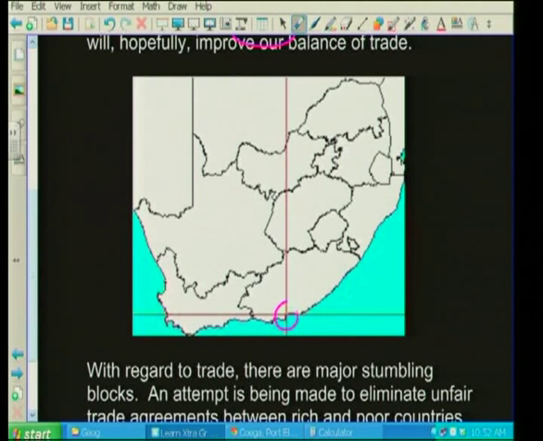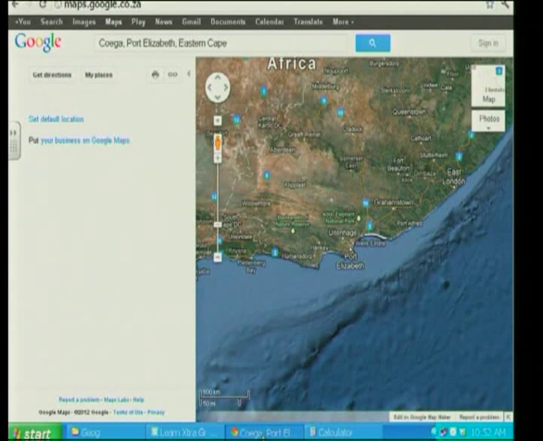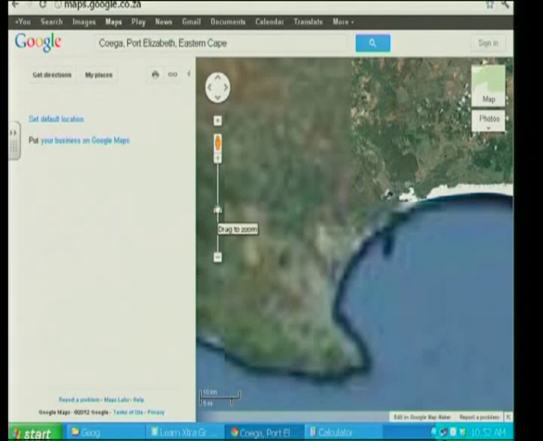Here's a map which shows you where Coega is. And remember, if you've never been to Coega or don't know where it is, a very nice tool is to use your Google Maps. Here you see I've typed in Coega, Port Elizabeth, Eastern Cape, and I've searched for it. And it's not on the map yet. Here's Port Elizabeth. But if we turn this satellite image into a map, we'll see later what it looks like. Let's just zoom in a bit and I'll show you where Coega is.